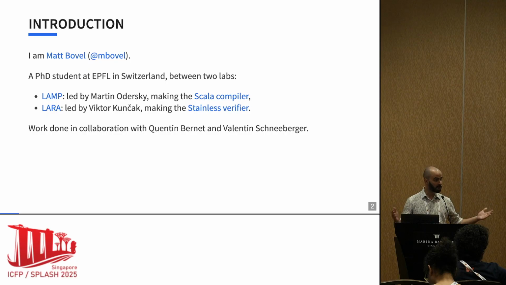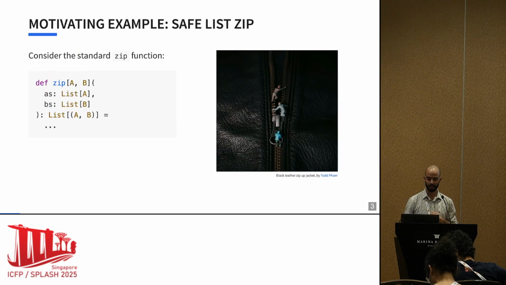So let me show you a motivational example first, so that you understand why I want to introduce these logically qualified types in Scala. Here you see a zip function. The zip function takes two lists and creates a list of pairs where the first elements come from the first list and the second elements from the second list. As you know, in the Scala standard library, if the two lists don't have the same size, the result is truncated to the shortest list.